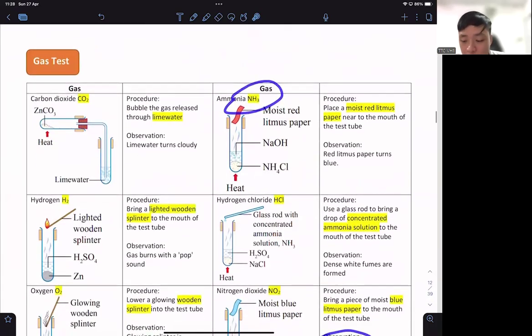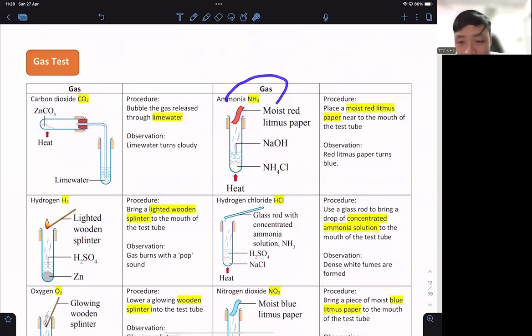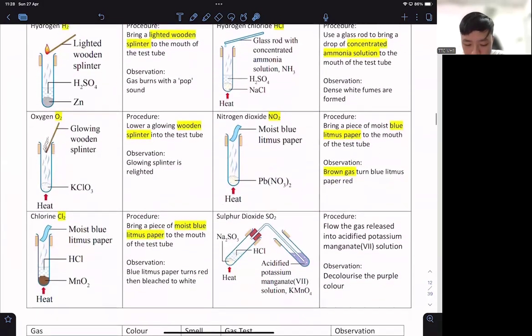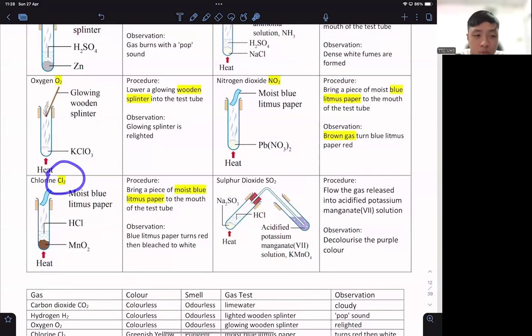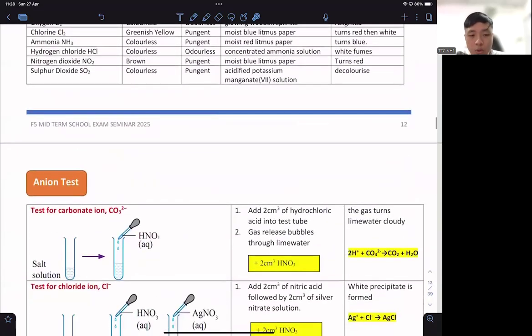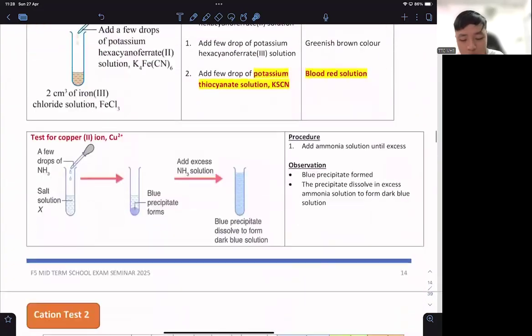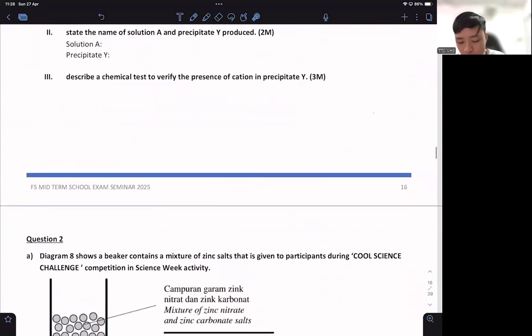Ammonia gas is an alkaline gas: red litmus paper turns blue. Chlorine gas bleaches litmus to white: blue turns red, then white. The NIM test and KM test, a bit later. So we move on to certain questions first. Let's see which question I can do.